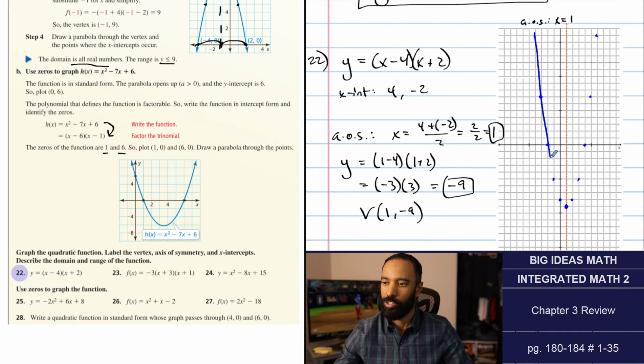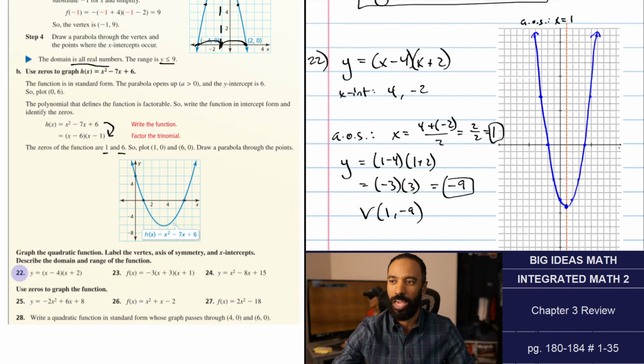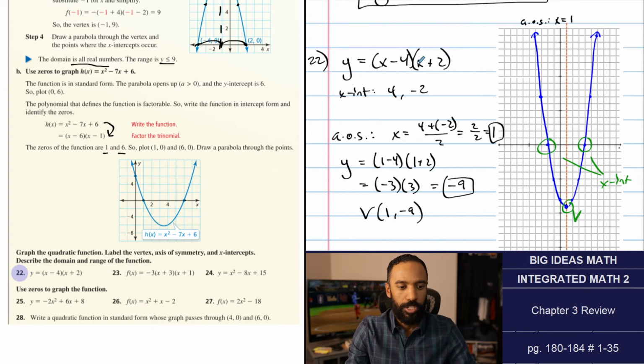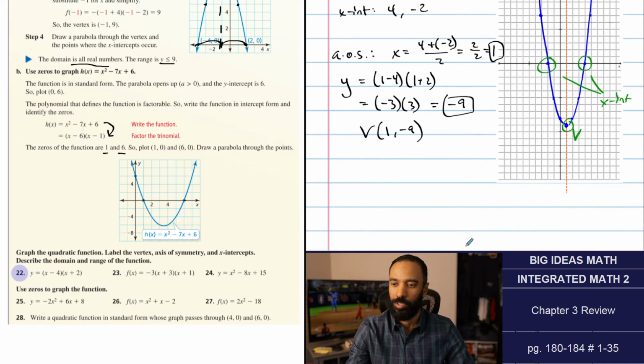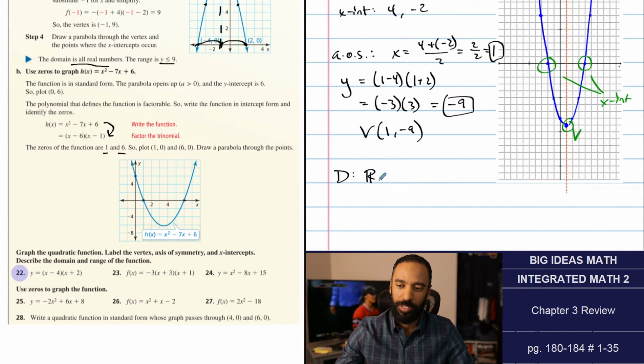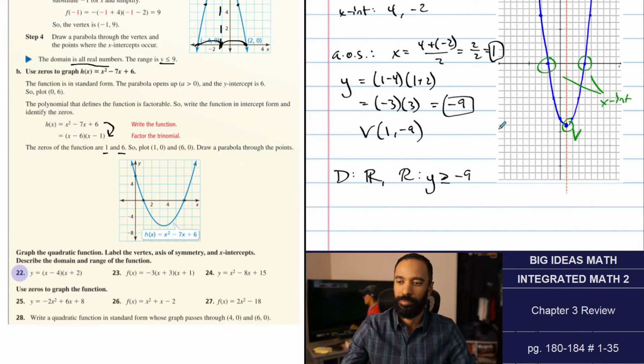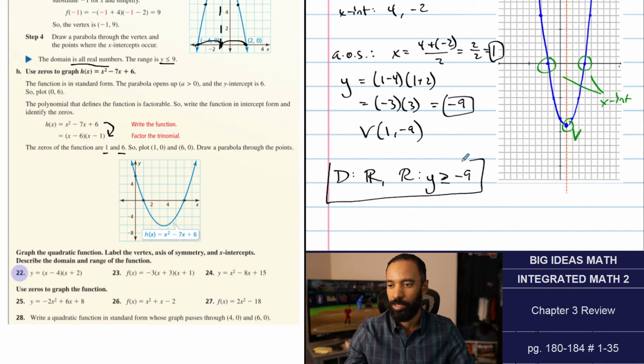Okay. There's the graph. I believe I have my labels because I have those points. They said label the x-intercepts, axis of symmetry, and vertex. Can't really label the axis of symmetry as far as circling them, but here's the vertex. Here are the x-intercepts. That's a V, by the way. And there's the AOS. Domain and range. Domain, all real numbers. Range, y is greater than or equal to negative 9. I should probably box those.